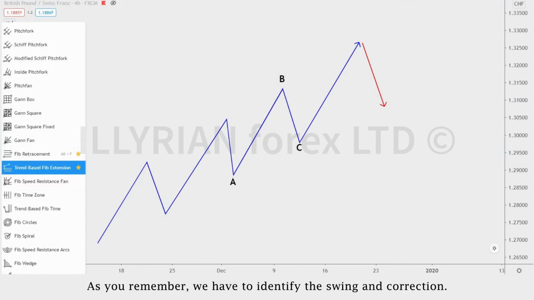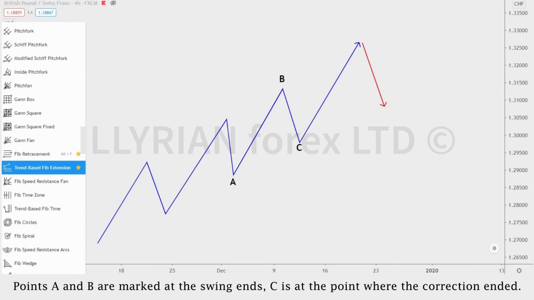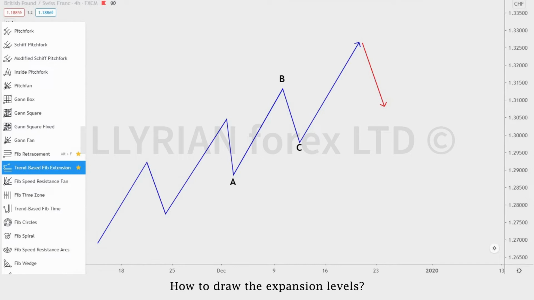As you remember, we have to identify the swing and correction. Points A and B are marked at the swing ends. C is at the point where the correction ended. How to draw the expansion levels? In TradingView platform, choose the Trend-Based Fib tool.